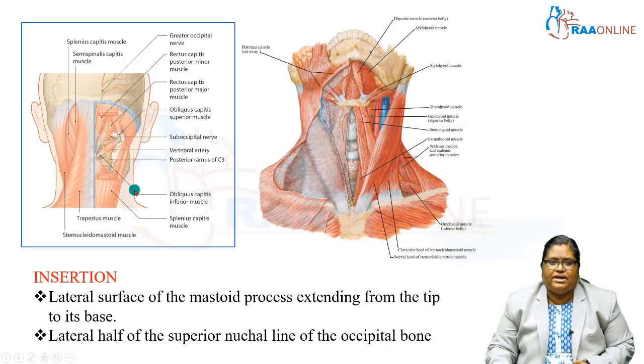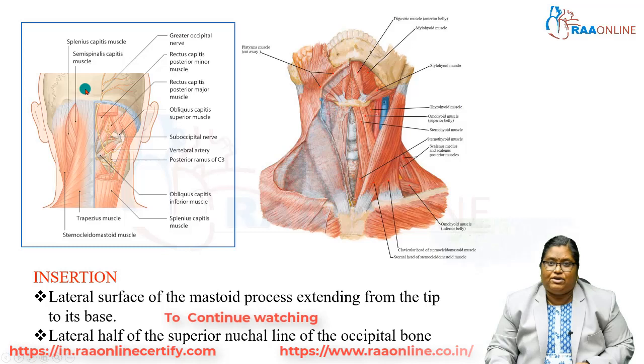So if you look here, this is the attachment of the sternocleidomastoid. This is the lateral half of the superior nuchal line of the occipital bone. So it has two heads, the clavicular head and the sternal head, and they attach to the mastoid process and the lateral half of the superior nuchal line of the occipital bone. Now we have seen both the origin and insertion of the sternocleidomastoid muscle.